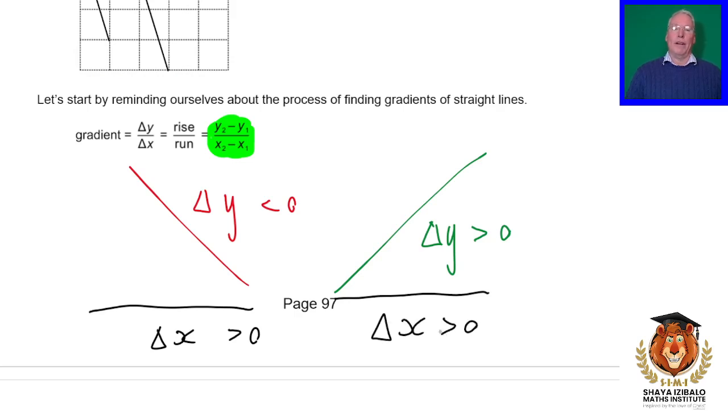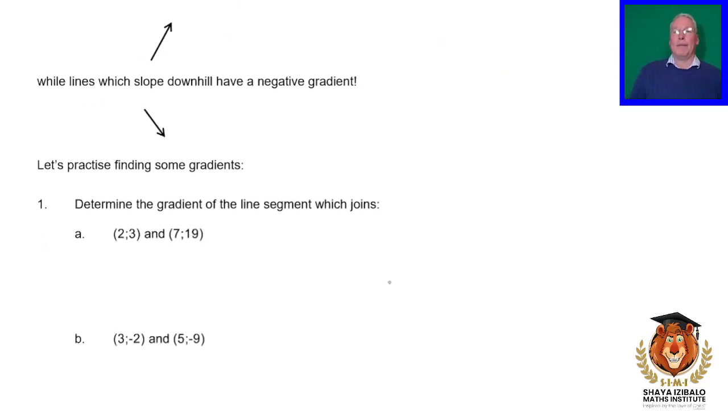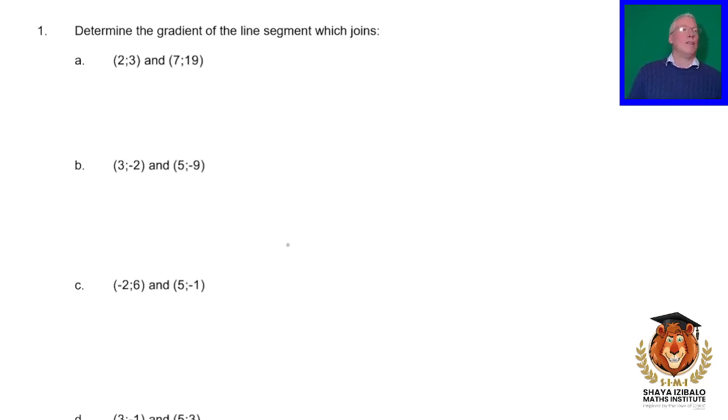Right, we've spoken a little bit about that already. Let's do some examples here, determining gradients. This is just revision, just practice. What we like to do is put these points roughly in the right place. So if 2, 3 is over there, then 7, 19 is to the right and above. The only reason it's helpful to draw a rough sketch is that straight away I can see that this line is going to have a positive gradient.